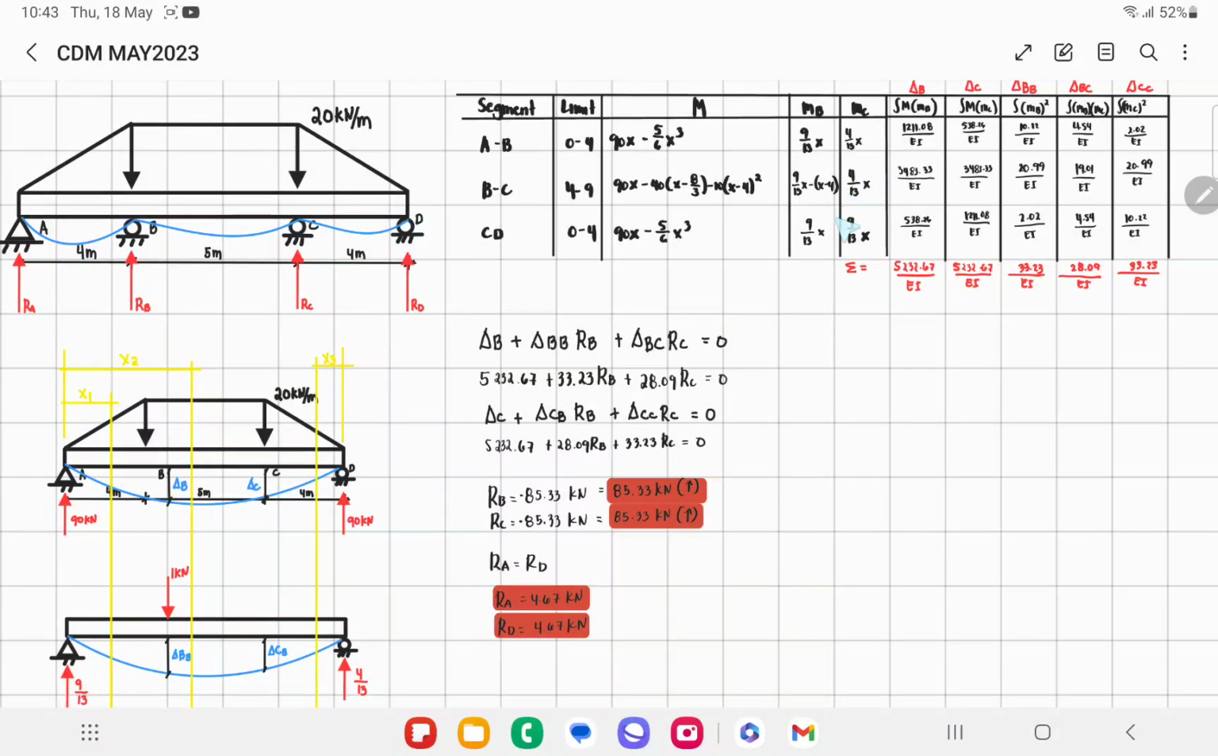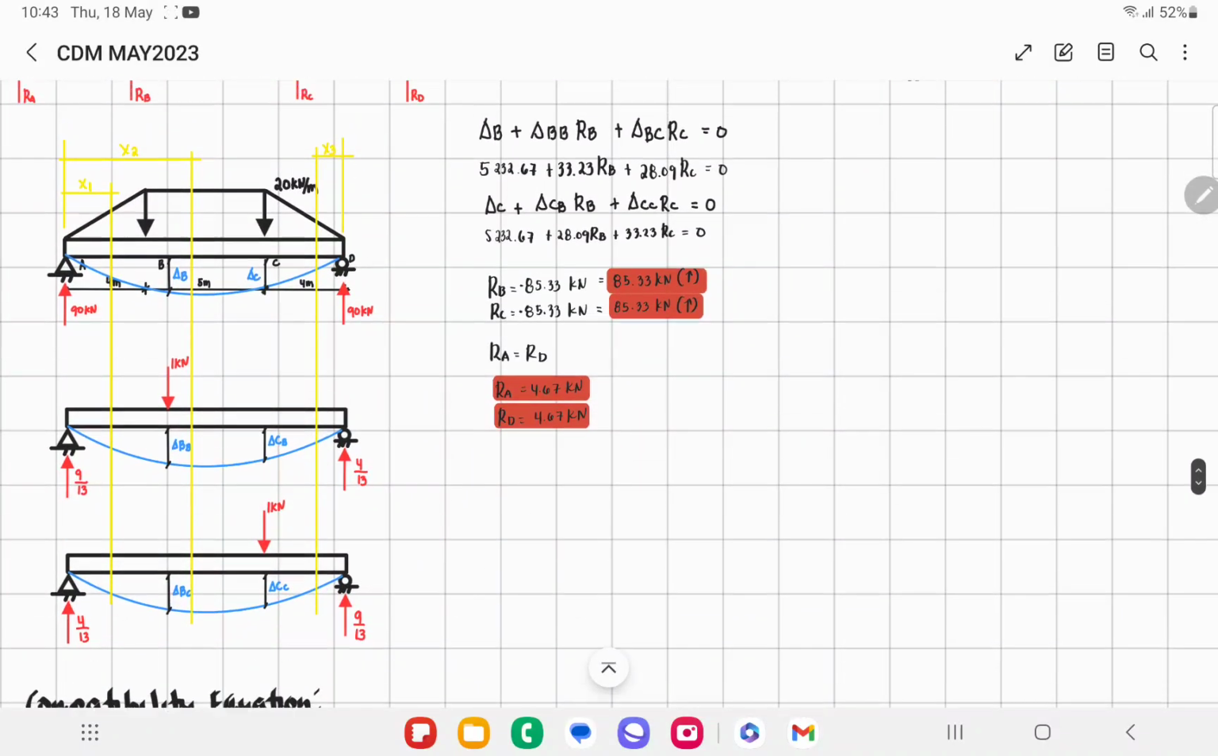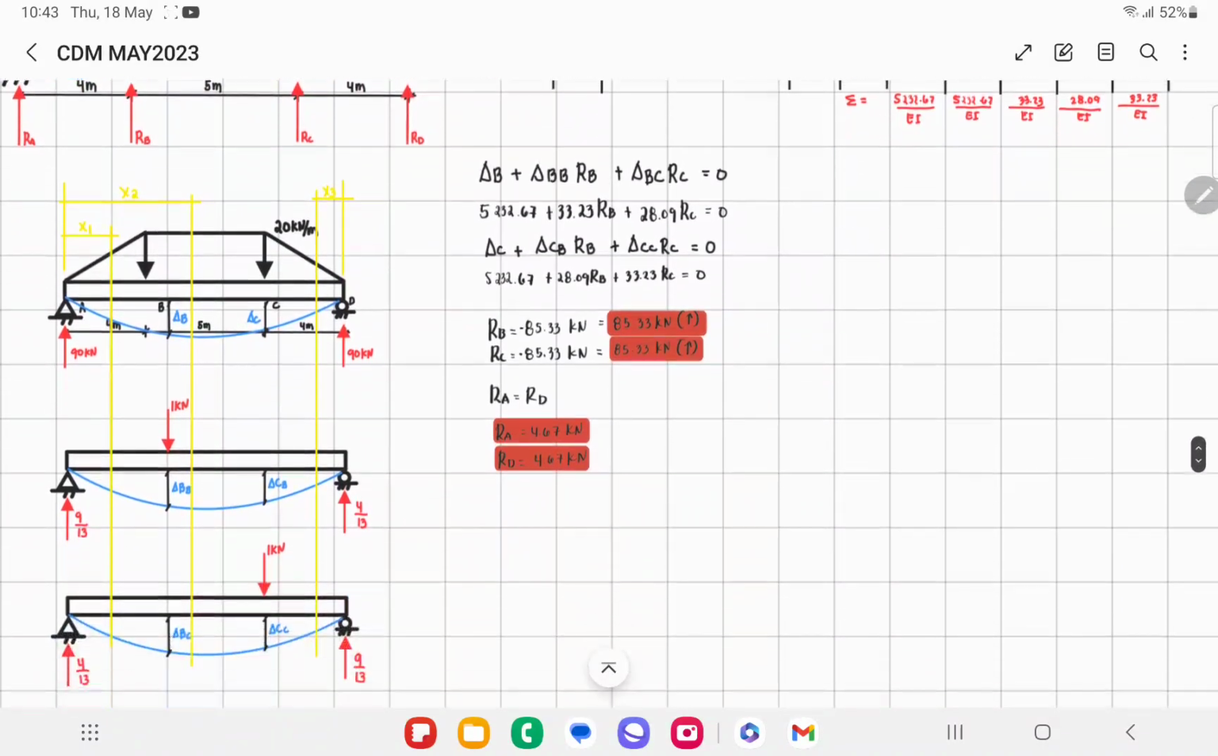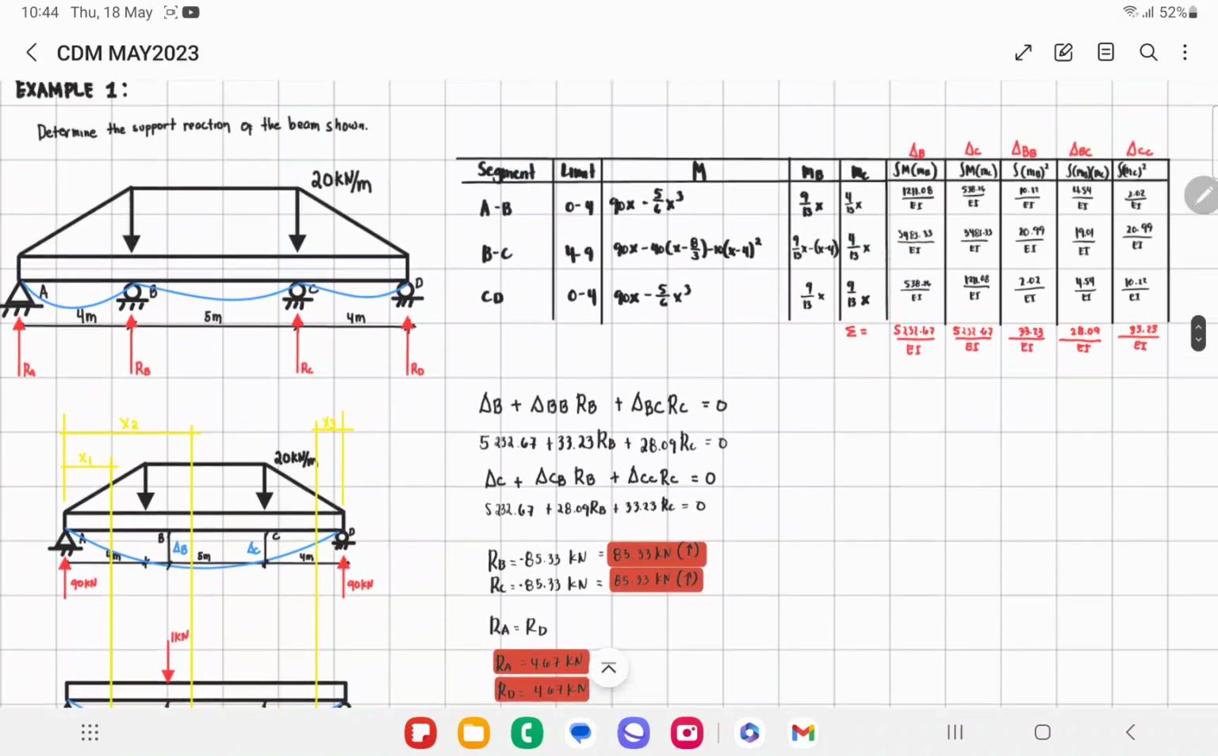Ang may iba lang is our limit. Okay? And then, same din sa CD, ganun din yung cut. Okay? So, magiging 9 over 13x siya. Ito. So, yun yung ating magiging moment equation for the virtual system at C.